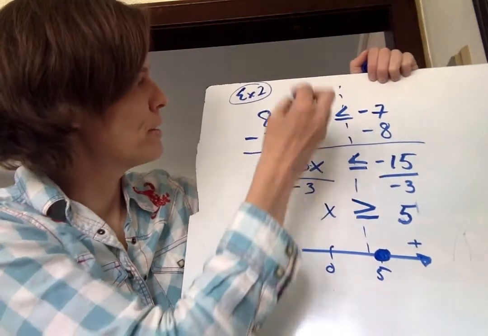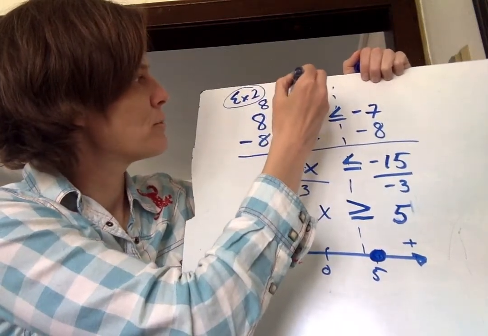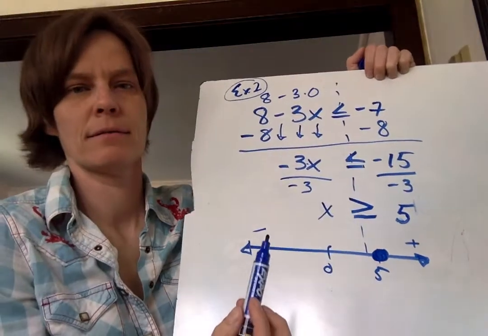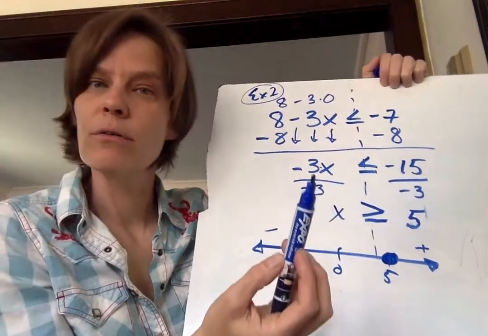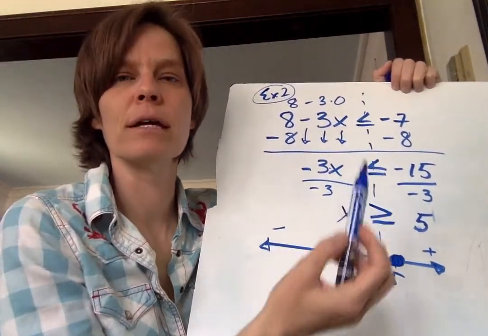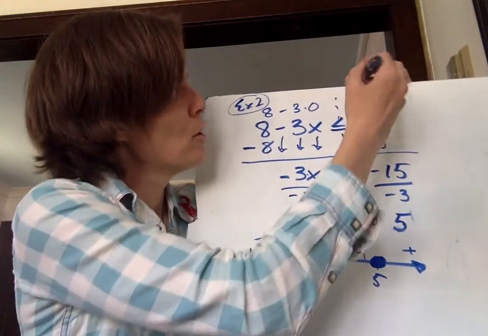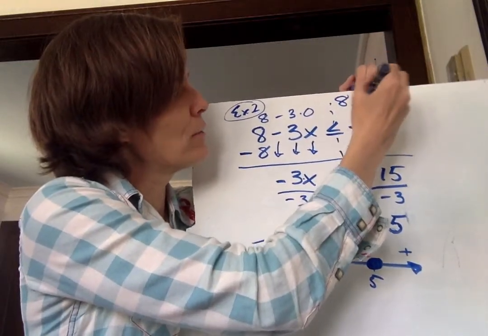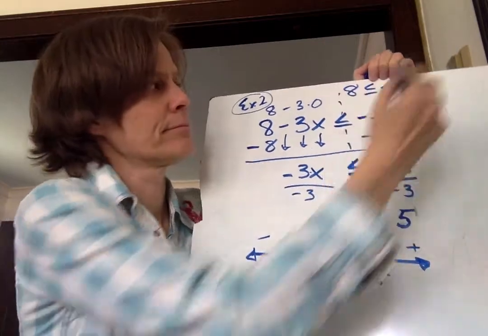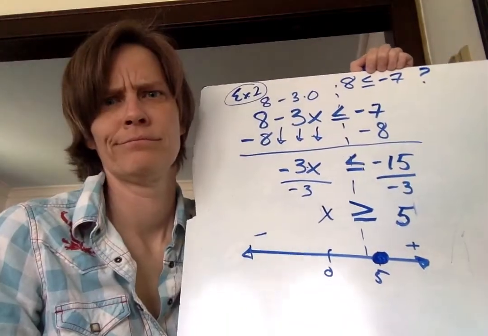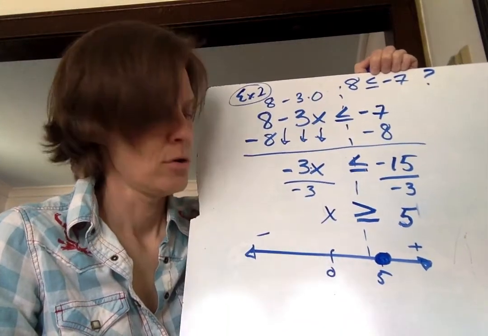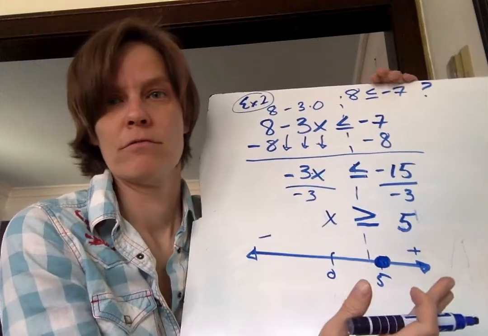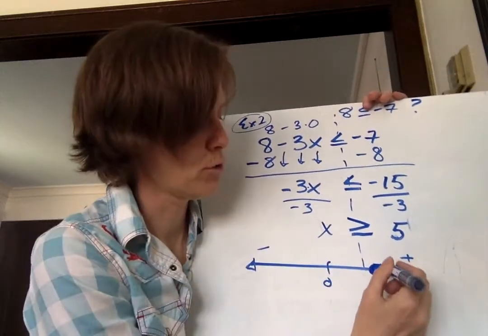So if I put 0 in here, I get 8 minus 3 times 0. Well, what is that? 3 times 0 is 0. 8 minus 0 is 8. Is 8 less than or equal to negative 7? No. That 8 is greater. So this is not our solution. We go this way.